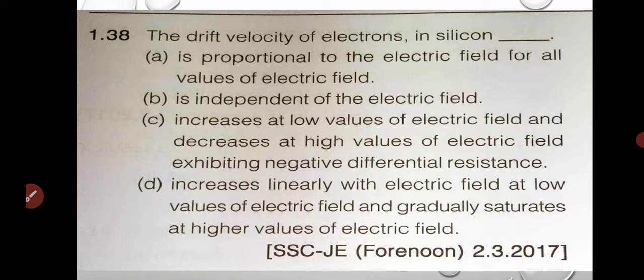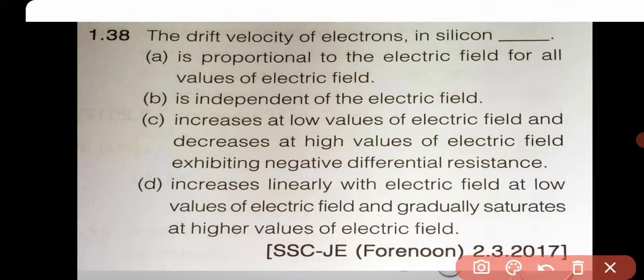Now the next question, that is number 38. The drift velocity of electrons in silicon: option A is proportional to the electric field for all values of electric field. Option B is independent of the electric field. Option C increases at low values of electric field and decreases at high values of electric field, exhibiting negative differential resistance. And option D increases linearly with the electric field at low values of electric field and gradually saturates. Option D is the right answer.